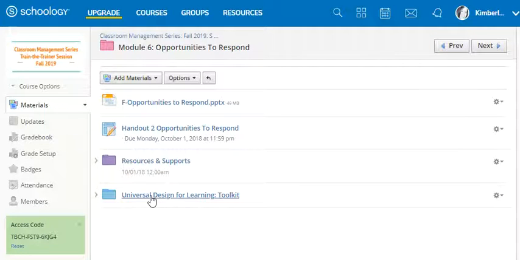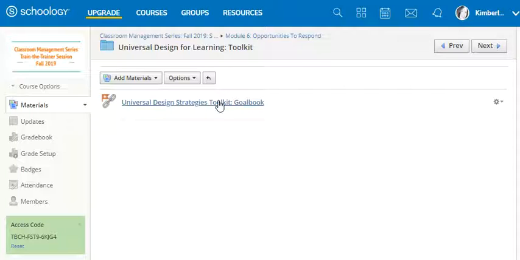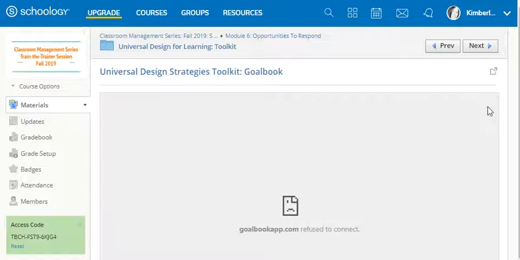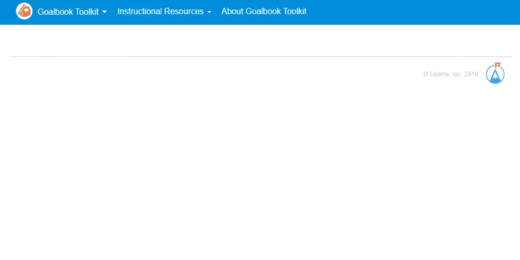You'll see a link to the Universal Design for Learning Toolkit. And this is basically the Goalbook. And it's currently free, which is always nice as educators. Anything that we can get for free that's of quality.